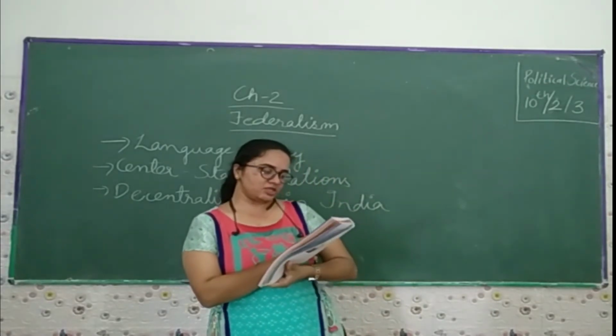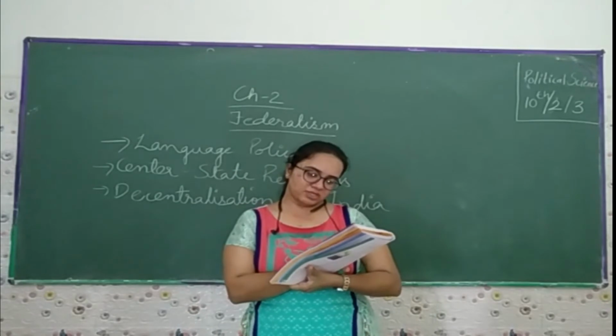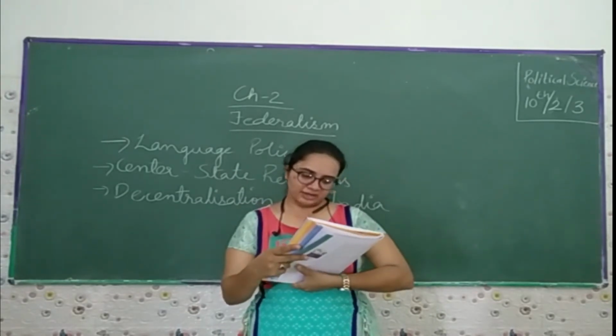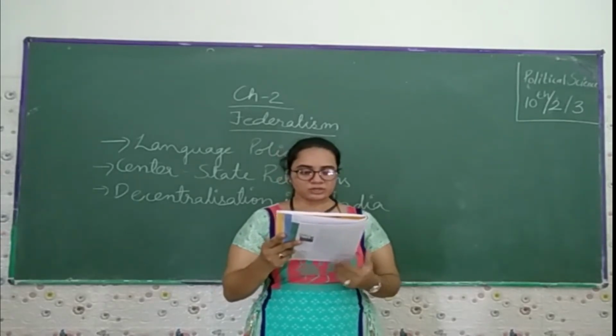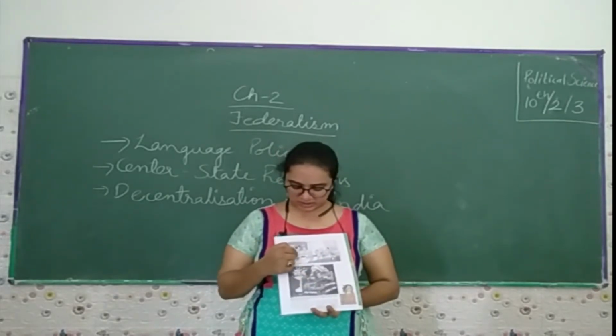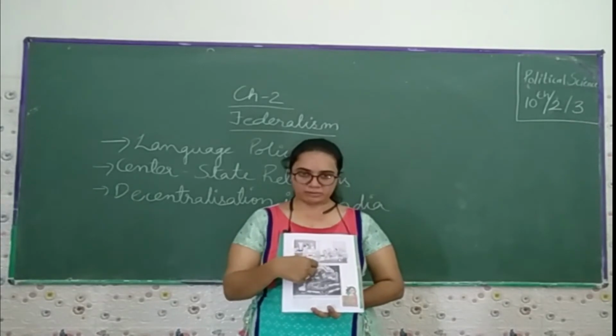So you can see the first stage played by the power of the states. Here it is written Kerala, Madras, Bengal, Orissa and Bihar. If you refer, this is Indira Gandhi, and these are all the party members from the regional states.